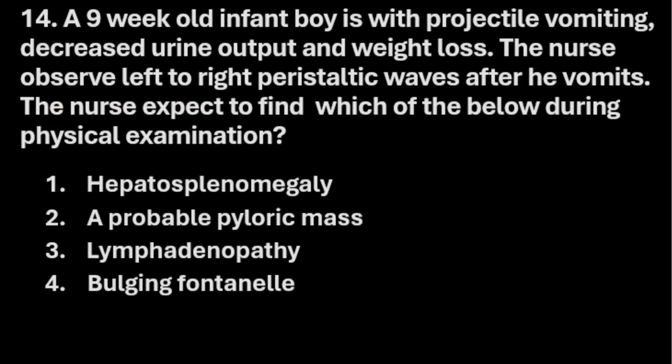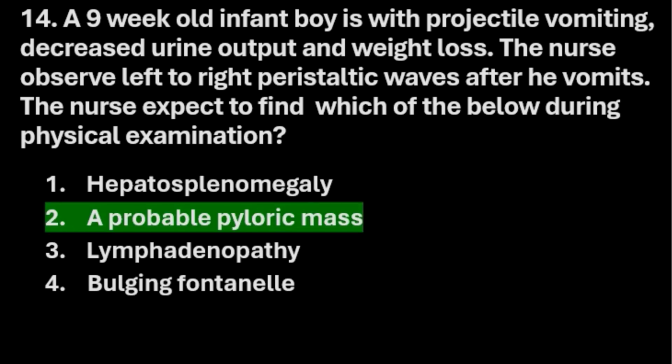Next question. A 9-week-old infant boy has projectile vomiting, decreased urine output and weight loss. The nurse observed left to right peristaltic waves after he vomits. The nurse expects to find which of the below during physical examination. Option 1 is hepatosplenomegaly, option 2 probable pyloric mass, option 3 lymphadenopathy, and option 4 is bulging fontanelle. Let us see the right answer. The right answer here is option 2, probable pyloric mass.